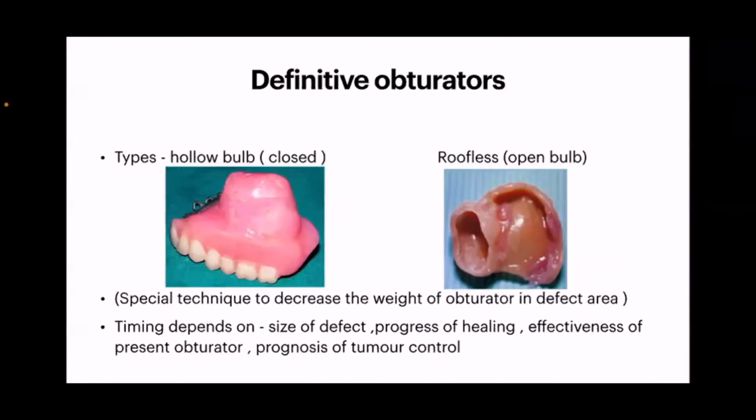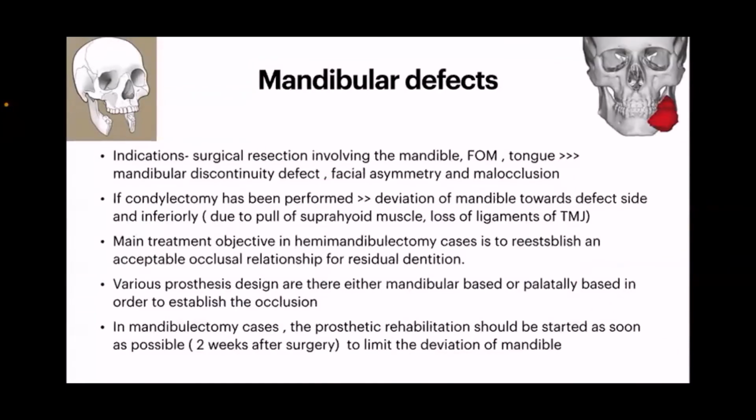Now coming on to the mandibular defects. Mandibular defects occur generally after the surgical resection involving the mandible, floor of the mouth or tongue, which leads to the mandibular discontinuity defect, further facial asymmetry and malocclusion. If condylectomy has been performed, it leads to deviation of mandible towards the defect side and inferiorly due to the pull of suprahyoid muscles and loss of ligaments of temporomandibular joint.